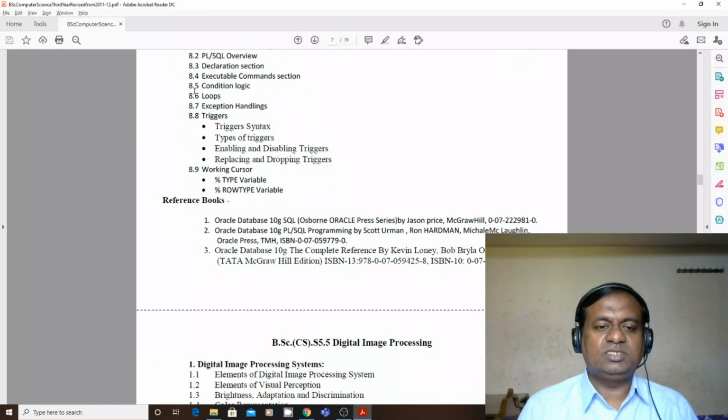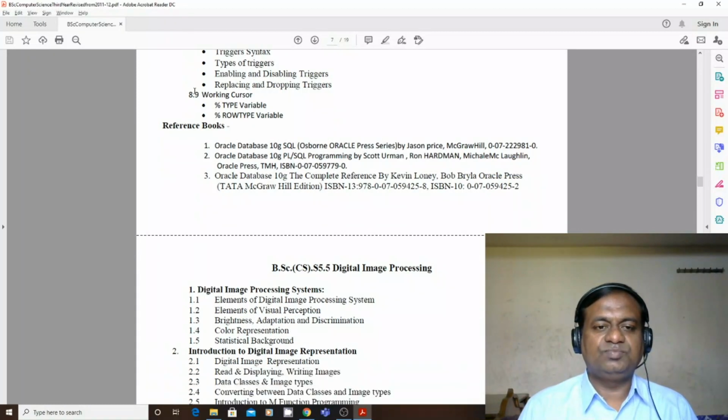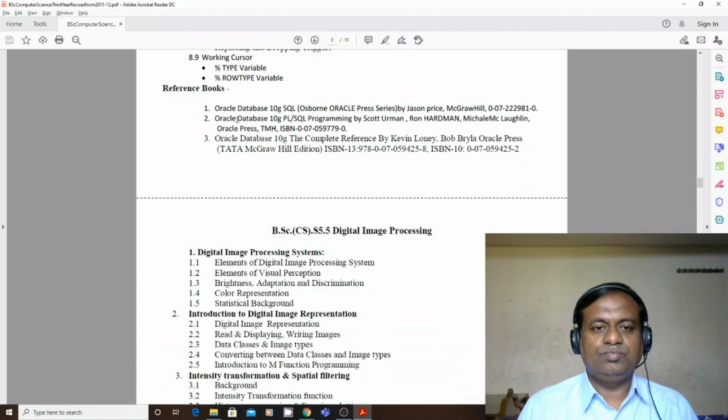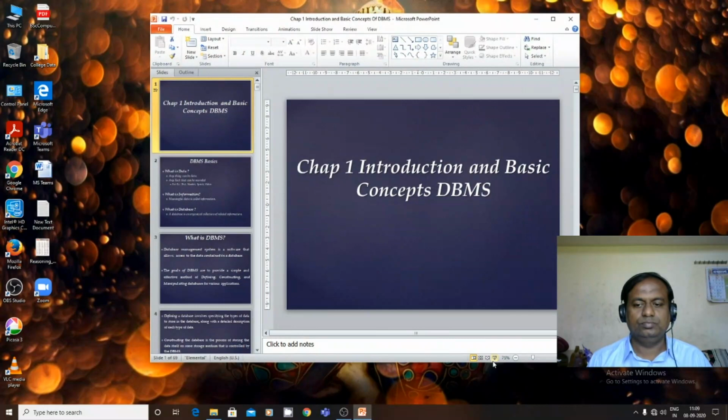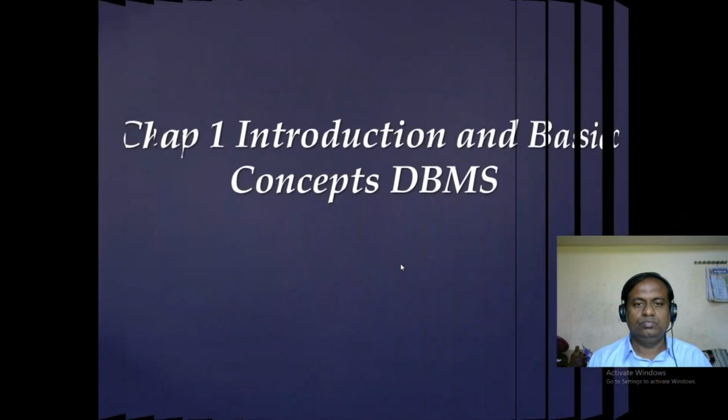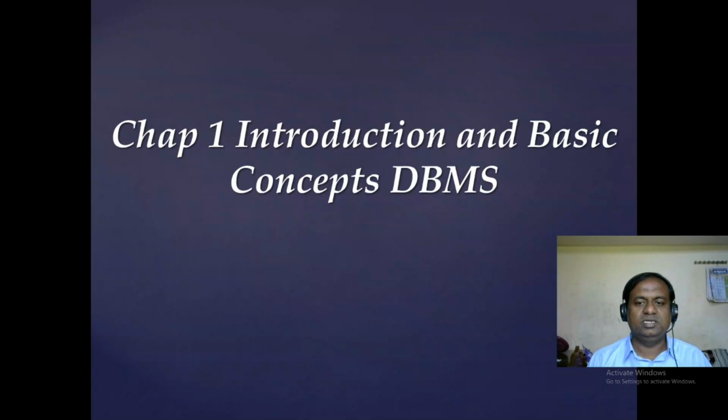The complete syllabus can be referenced from the books given here. There are 3 reference books: Oracle 10G SQL, Oracle Database 10G PLSQL programming, and Oracle Database 10G the complete reference. Let us begin with first chapter. Introduction and basic concepts of database management system. In this, first of all, we discuss some basics of database management system.